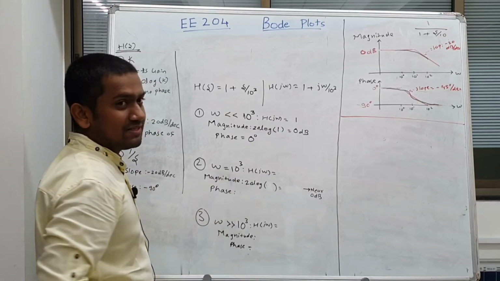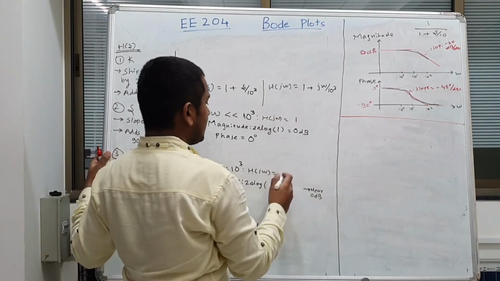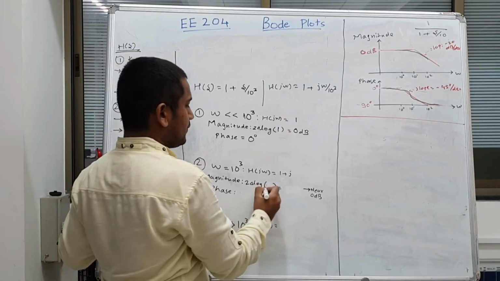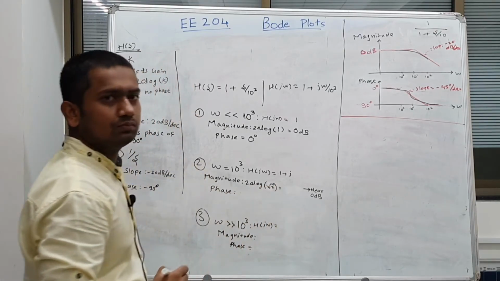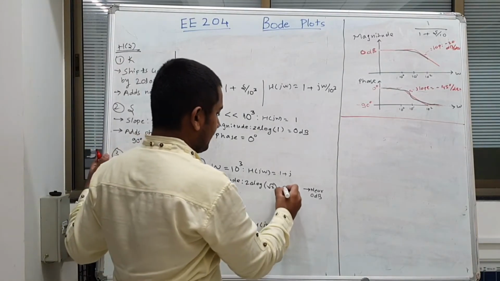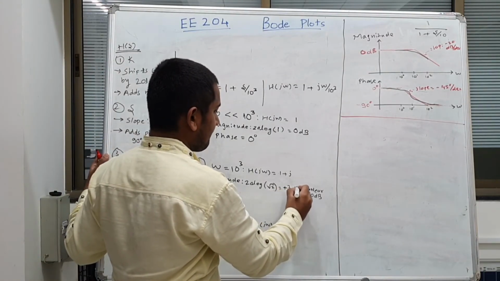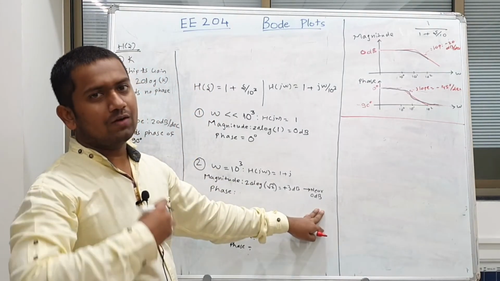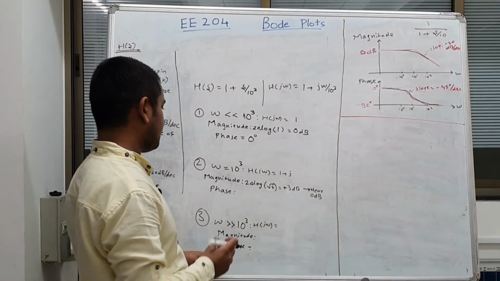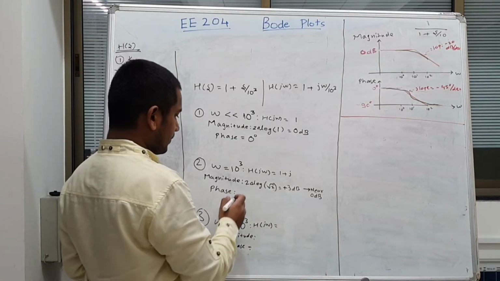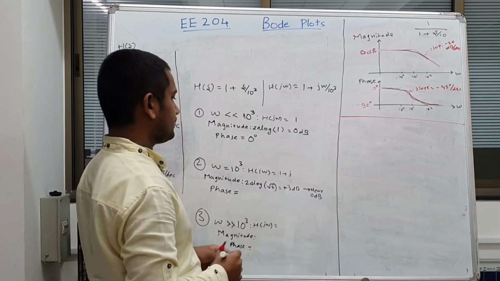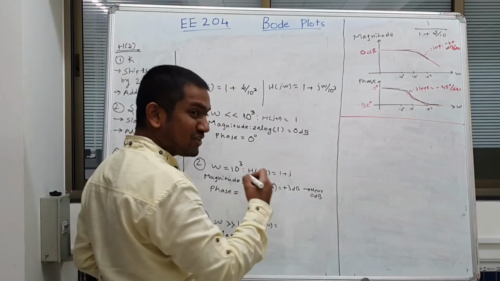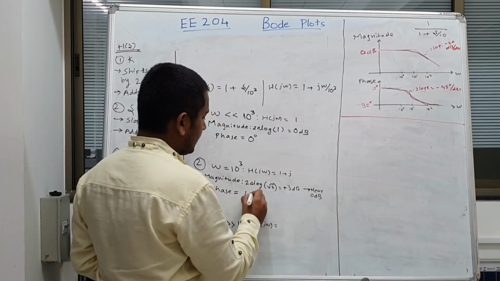At the corner frequency, this term becomes 1 plus j. The magnitude of it will be 20 log of square root of 2, which is plus 3 dB, and that again can be said as near 0 dB for our quick analysis. The phase in this case will be tan inverse of 1 by 1, that is tan inverse of 1, which is 45 degree.